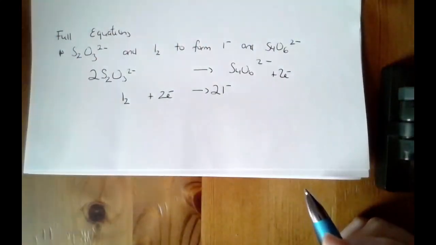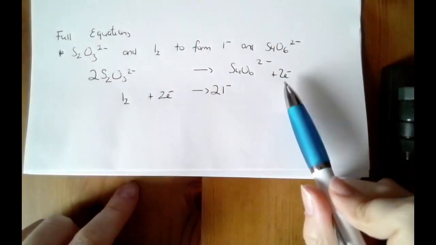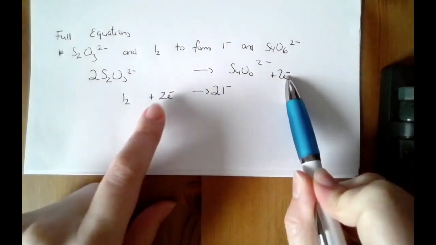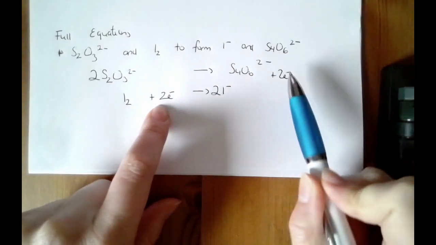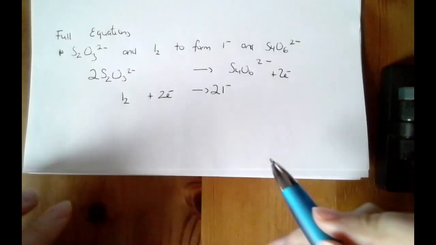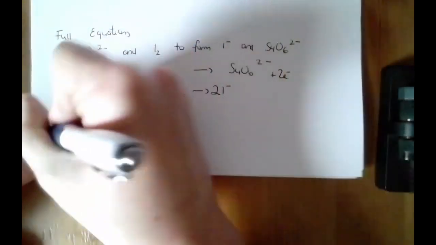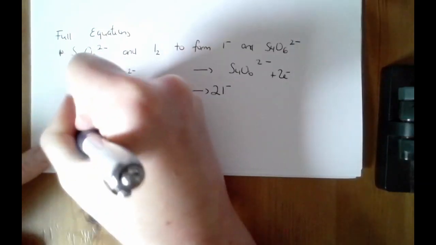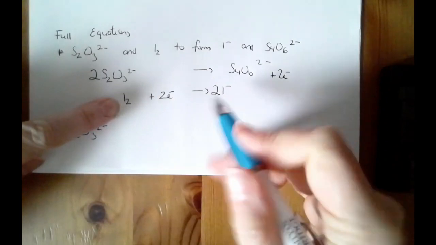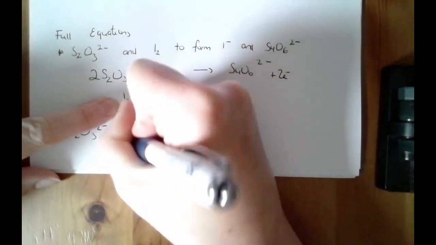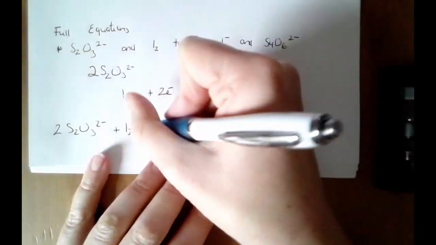In order to write these half equations as full equations, your electrons need to cancel. I've got 2 electrons on the right hand side and I've got 2 electrons on the left, so they do cancel. And now all I need to do is write these two half equations as one whole equation. So everything on the left is going to stay on the left. So I'm going to have 2S2O3 2-. That's all that's on the left of the first equation, with the I2 from the left of the second equation. Because I know my electrons are going to cancel, I don't need to write them in.